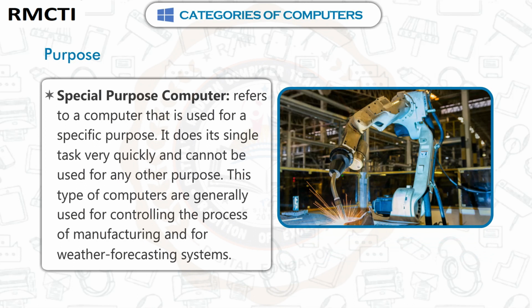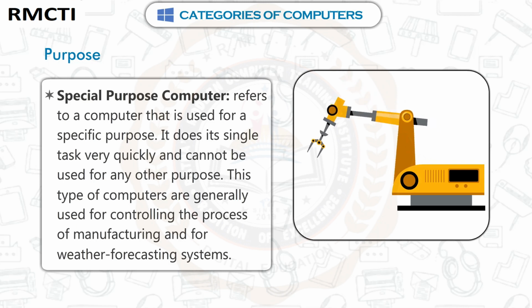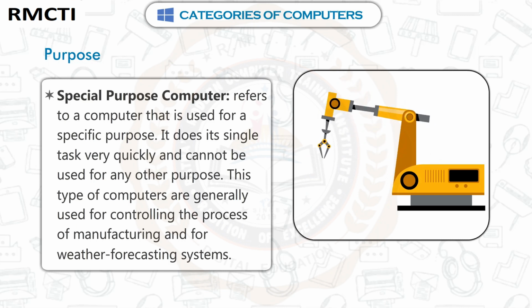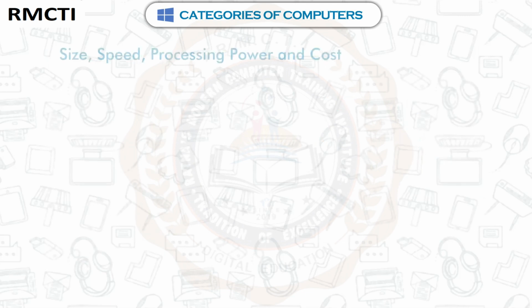Special purpose computer refers to a computer that is used for a specific purpose. It does its single task very quickly and cannot be used for any other purpose. This type of computer is generally used for controlling the process of manufacturing and for weather forecasting systems.